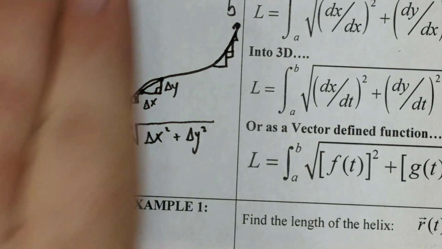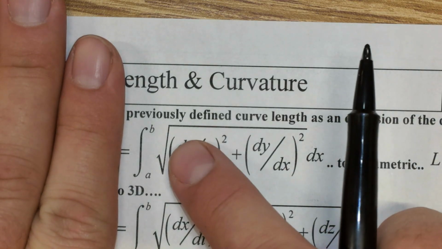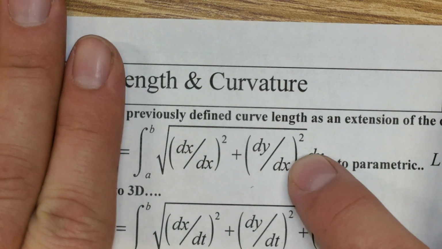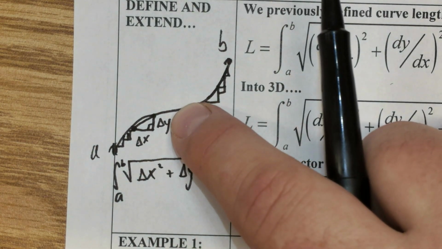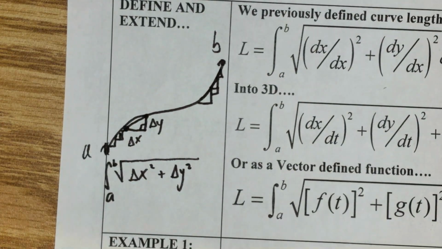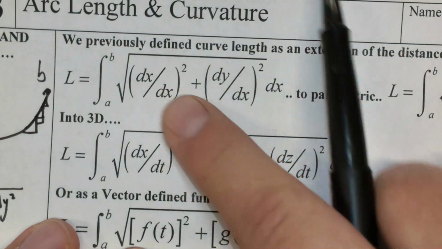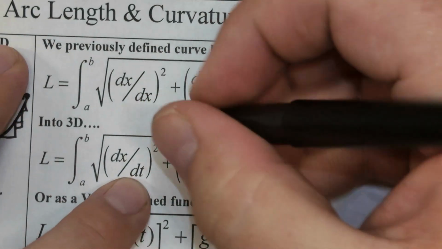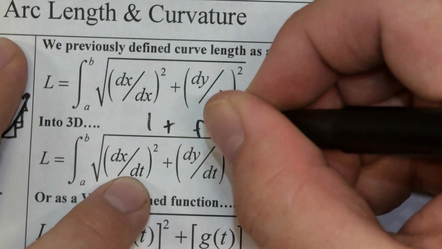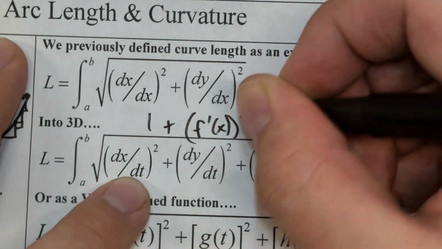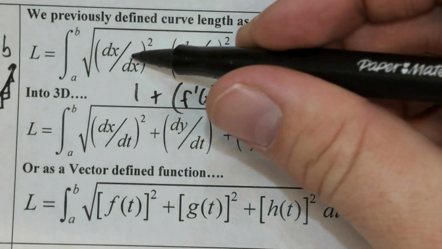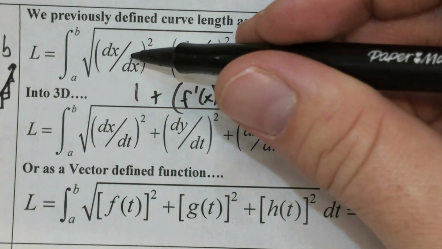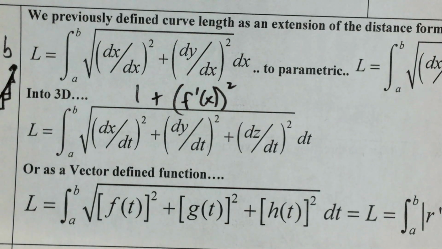Now, change in x, change in y. Back in Calc 2, you had dx/dx and dy/dx, because as x changes, y changes based on x, because x is the independent variable. We know that dx/dx is just 1. And so that's where you got that formula in Calc 2, the square root of 1 plus f prime squared, because this is f prime, and dx/dx is just 1.